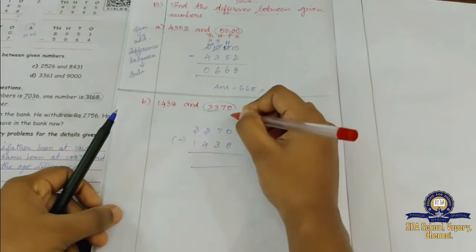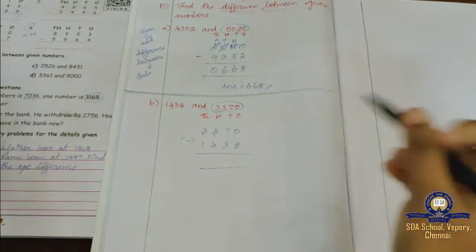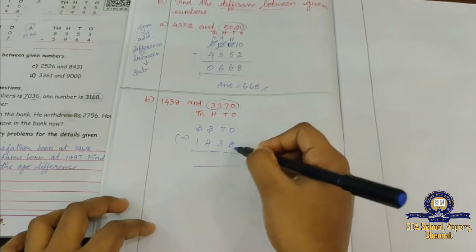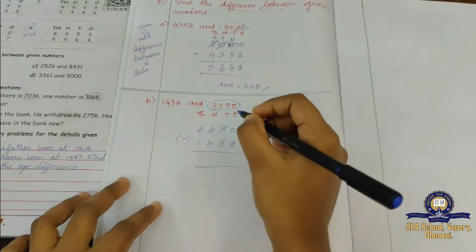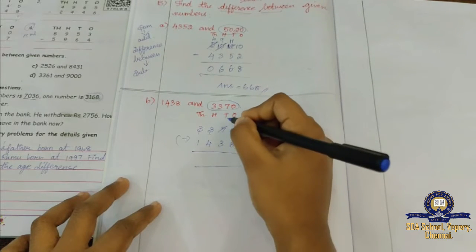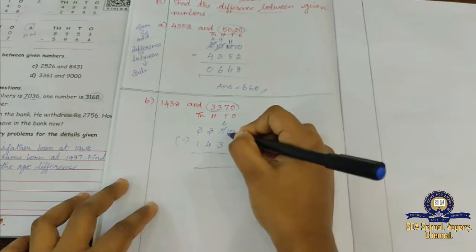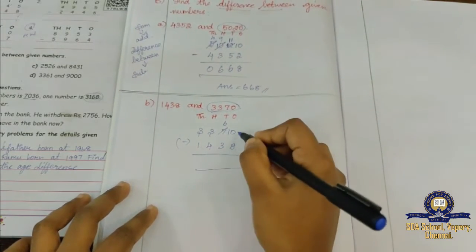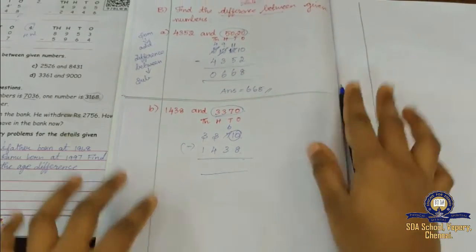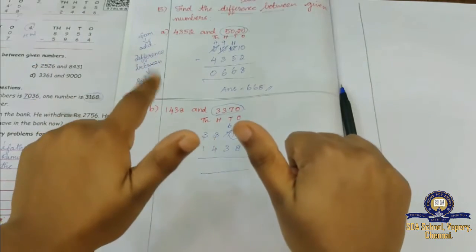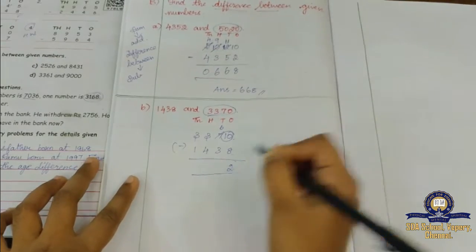So here ones, tens, hundreds, thousands, right? Okay. So can we subtract 0 and 8? No, we cannot subtract. So we have to borrow from the nearby place. So 7, we'll cut 7, and here we'll have 6, and here we have 10 now, right? So here we have 10. So what is 10 minus 8? 10 minus 8 is what? 2. So the answer is 2.